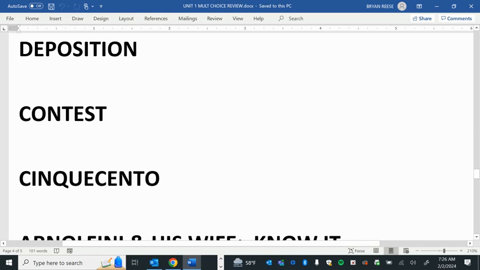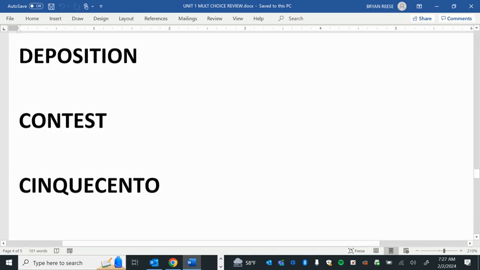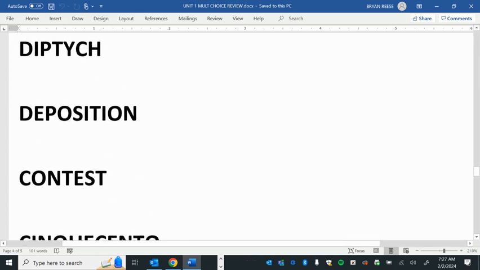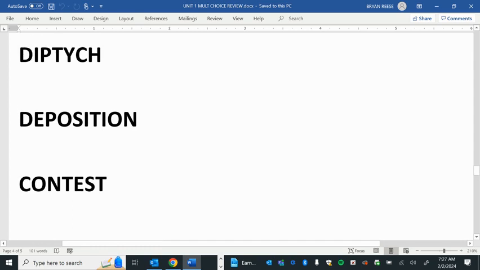Deposition, just like the Annunciation, the deposition is taking Christ off of the cross. What do you usually see in that picture? You usually see a ladder. That's the sign that the picture would be called deposition. Diptych. What is a diptych?